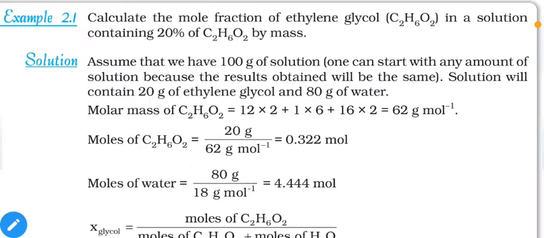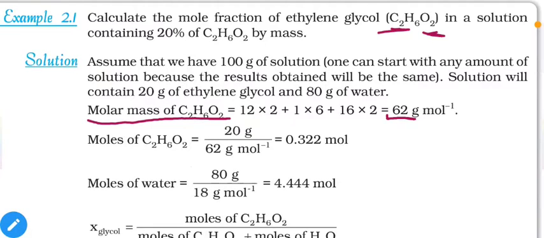So now we decided the masses of each compound, and now let's find the number of moles. So molar mass of ethylene glycol is equal to 62 grams. You can calculate it yourself. We have 2 carbons, so 24 total, 6 hydrogen, that means 6 grams from the hydrogen, and 2 oxygens, that means 32 from the oxygen. Total is equal to 62 grams.